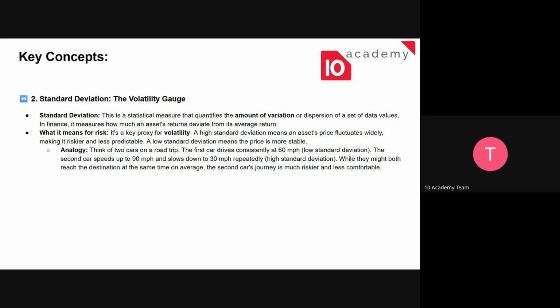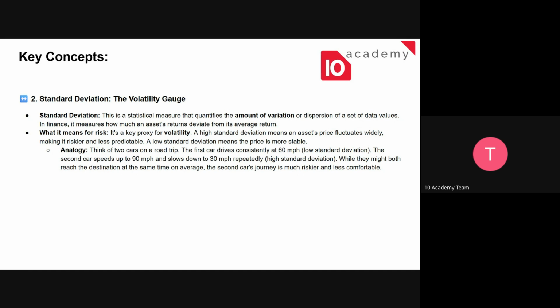And the standard deviation is a statistical measure that quantifies the amount of variation or dispersion of a set of data values. In finance, it measures how much an asset's return deviates from its average return. So there's the average return, and we understand the concept of standard deviation in statistics, right? So how is the number going to deviate from its standard value?